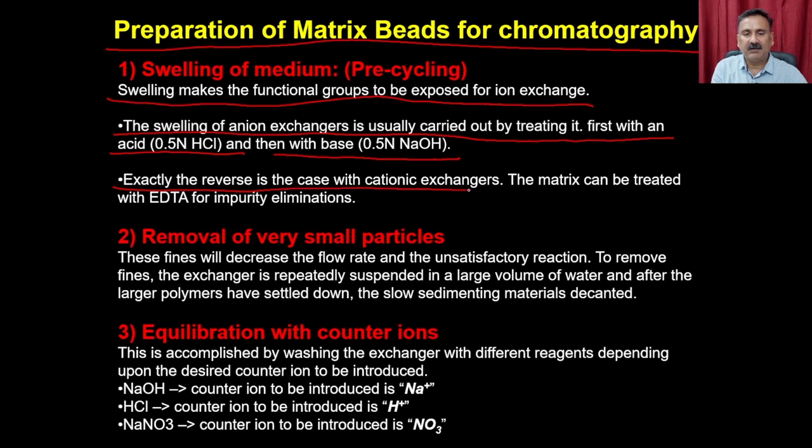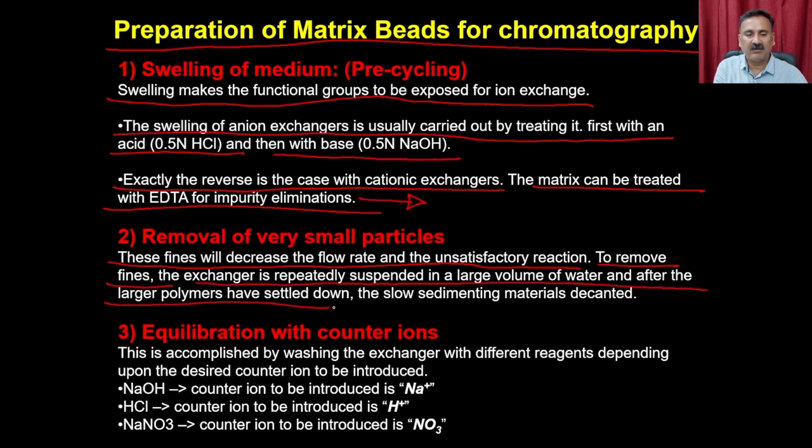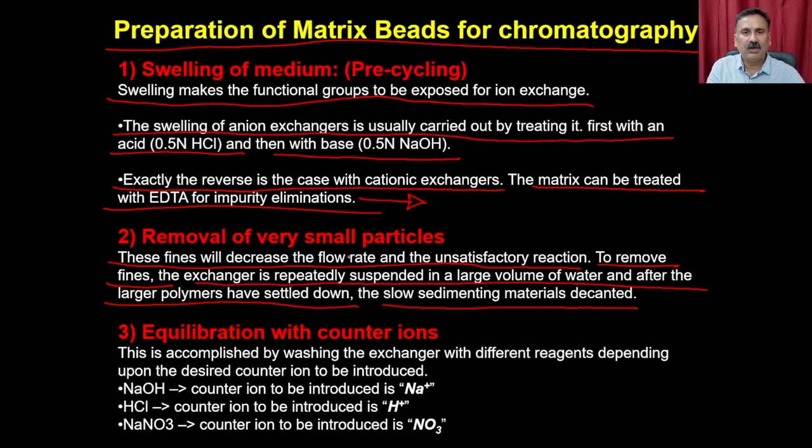Exactly the reverse is the case with the cation exchanger. The matrix can be treated with EDTA for the elimination of impurities. Then you also have to remove the small particles. These fines will decrease the flow rate and cause unsatisfactory reactions. To remove the fines, the exchanger is repeatedly suspended in a large volume of water, and after the larger polymer has settled down, the slowly sedimenting fines are decanted, which means you wash the matrix multiple times so that the fine particles can be removed, because they interfere by reducing the flow rate, and these fine particles can also interact with the proteins.